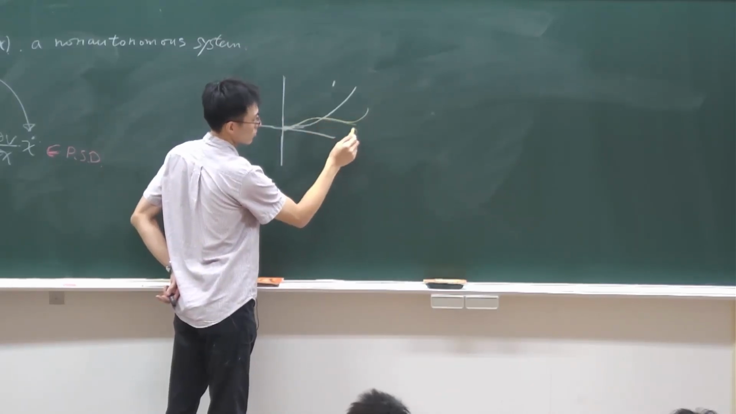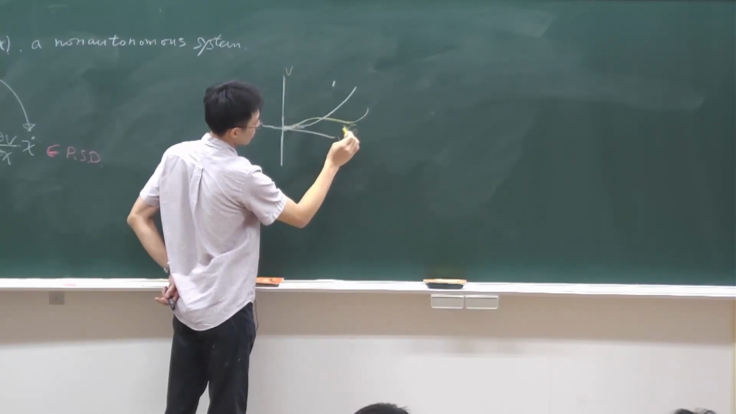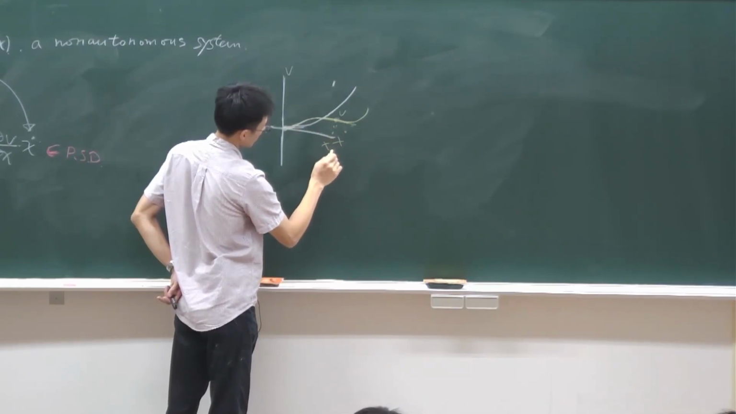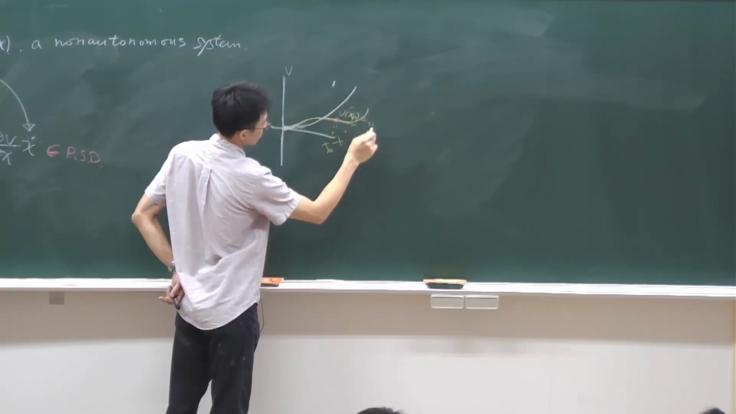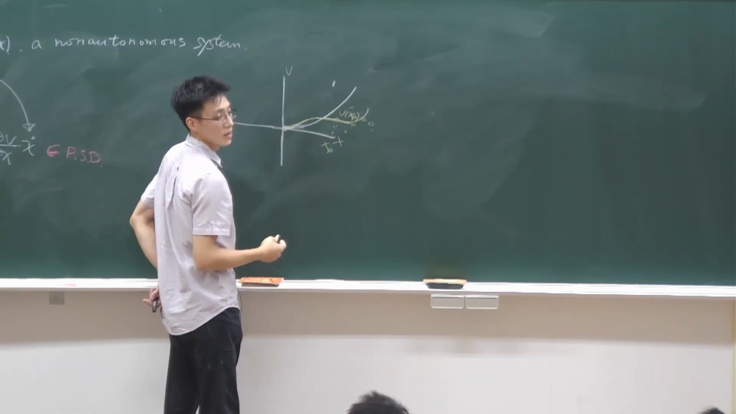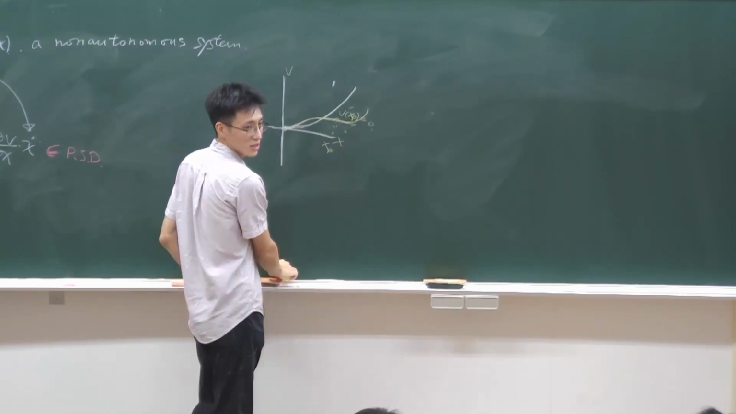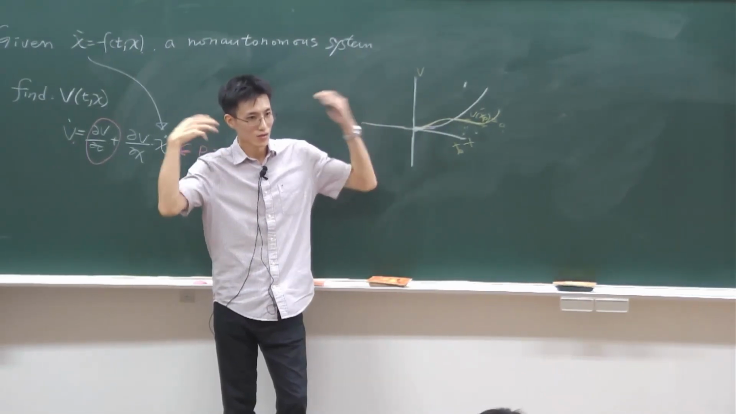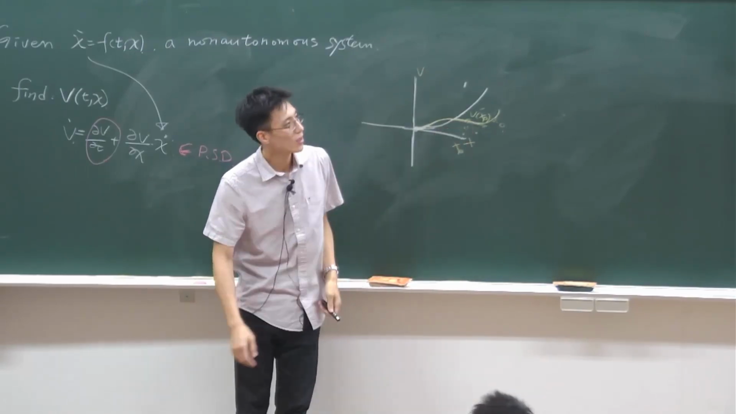So the slope here is 0. The derivative v prime at x_p is 0. If v prime at x_p is 0, then it's not a class K function, okay? Because it's not increasing here. Strictly means you have to always increase. You cannot be constant somewhere. Okay.